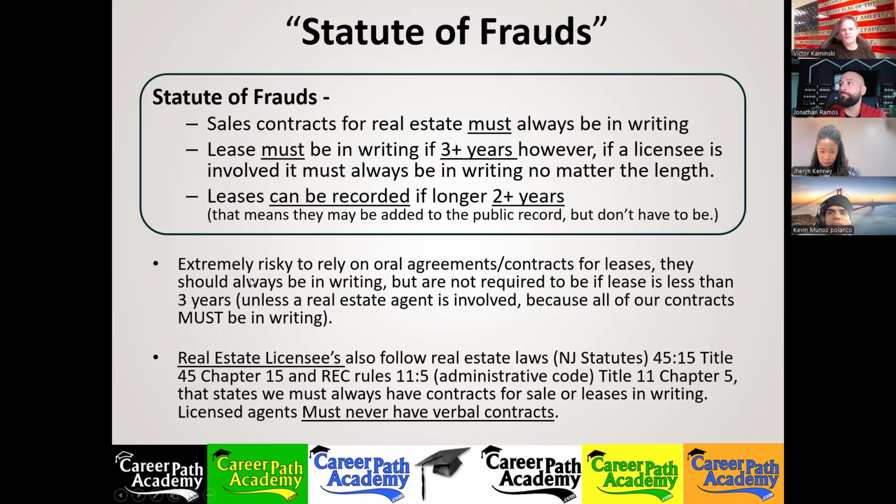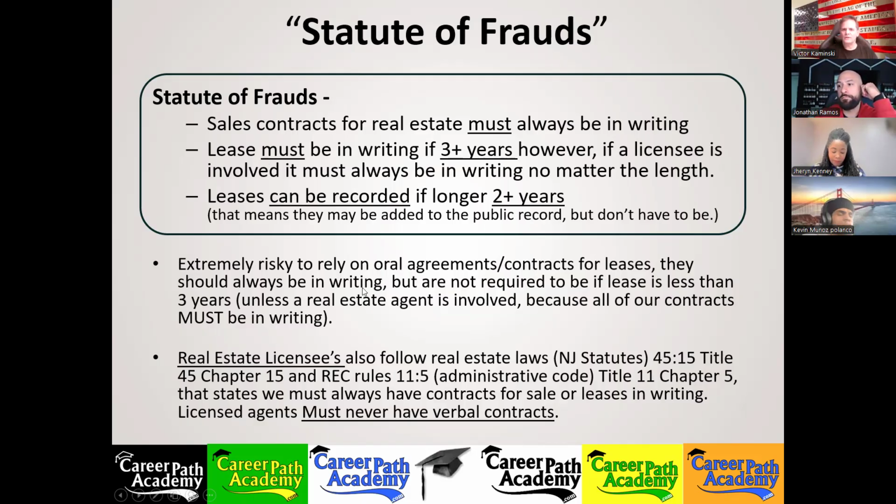Okay, so if a real estate agent's not being used, you could have leases up to 3 years in length that are verbal. However, the law states if it's 3 or more years, the lease has to be in writing. And leases can be recorded if they're 2 or more years. It's extremely risky to rely on verbal contracts for leases. They should always be in writing.